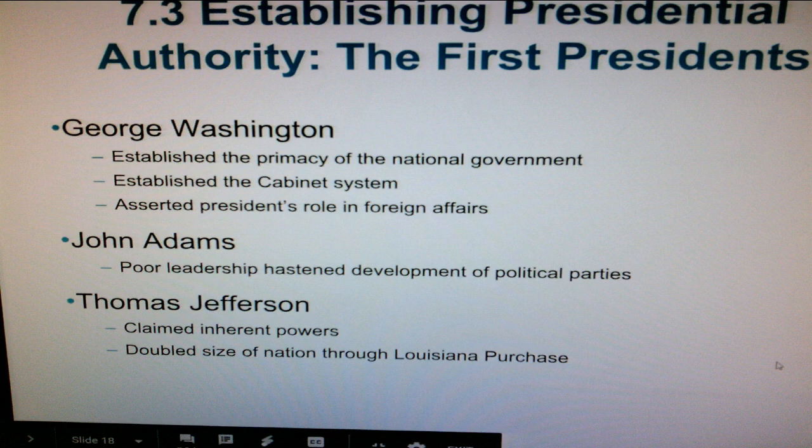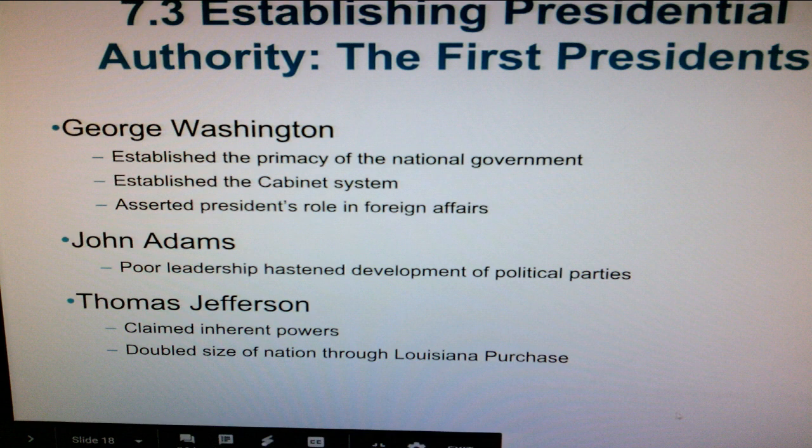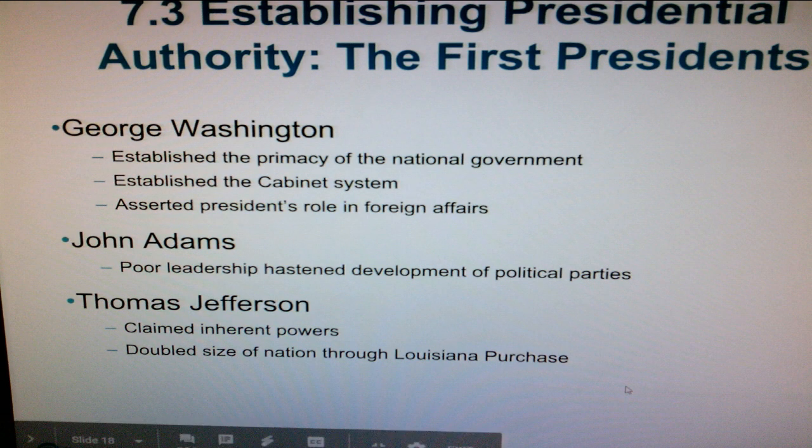Jefferson, ironically, who believed a lot in states' power, is going to grow the power of the presidency through the idea that the president has inherent powers that simply belong to the president because he's the president of a sovereign nation. The biggest example is he decides that the president has the power to purchase land. And so he purchases the Louisiana Territory, doubling the size of the country.